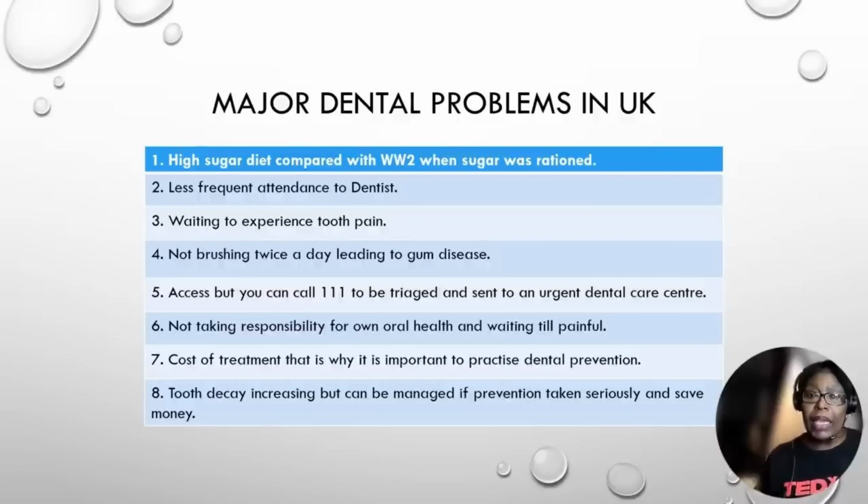Also in the UK, if you have tooth decay, you can call 111 to be triaged, and you'll be sent to an urgent dental care center close to where you live. People are not taking responsibility for their own oral health and wait till things get very painful. And the cost of treatment is high. That is why it's important to practice dental prevention, because with prevention you save money. Tooth decay is increasing, but this can be managed if you take the advice I'm going to give you today seriously.